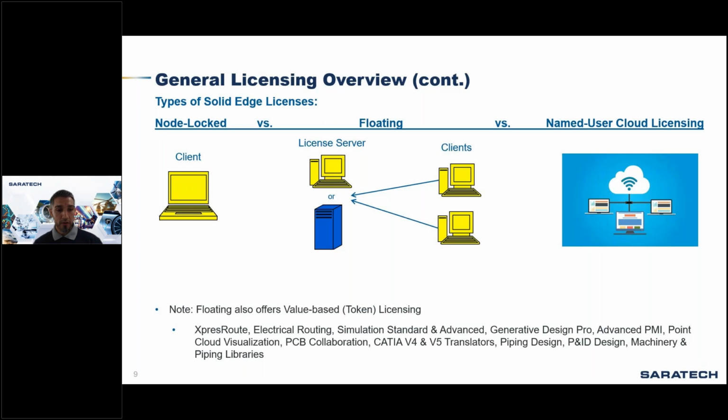So you can see Express Route for piping and tubing, Electrical Routing for modeling your cables and wires and harnesses and things like that. Both the Simulation Standard and Advanced, the Generative Design Pro, the Advanced PMI add-on, the Point Cloud Visualization add-on, PCB Collaboration, the CATIA V4 and V5 translators, the Piping Design add-on, P&ID, and finally the Machinery Library and the Piping Library, which both of those are for the standard parts. For those of you that are familiar with standard parts for nuts, bolts, washers, hardware, fasteners, things like that.